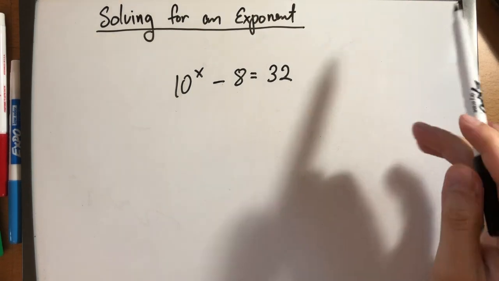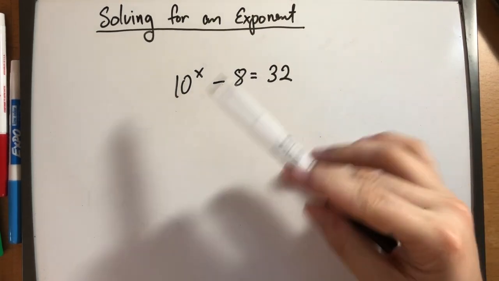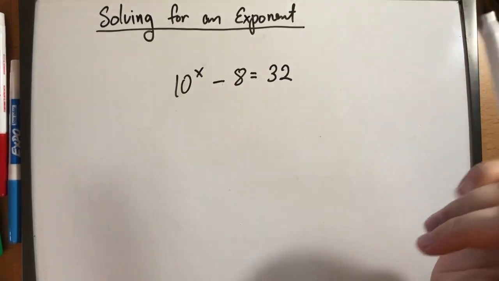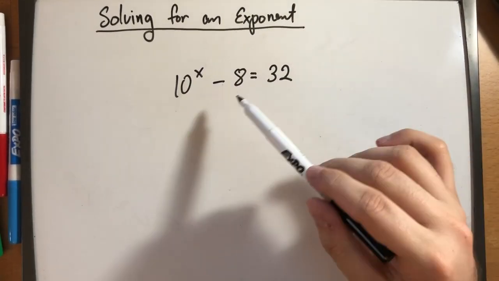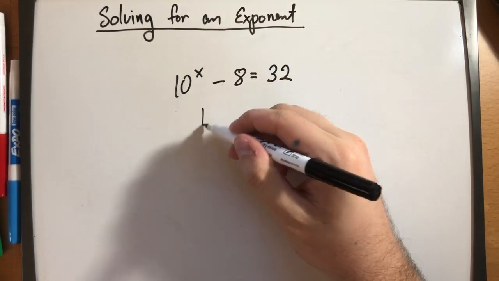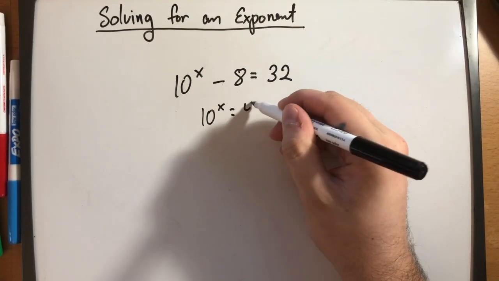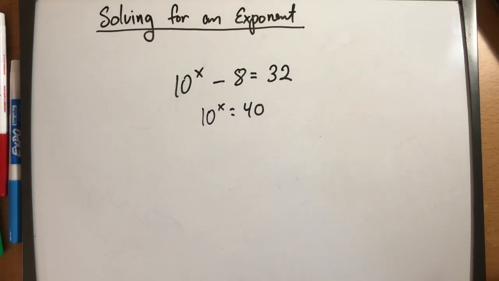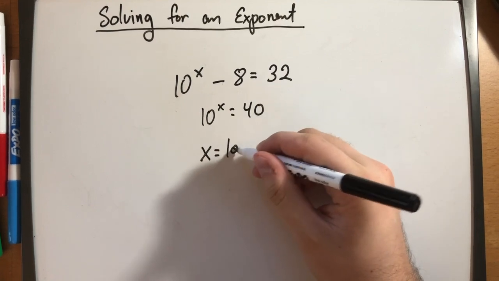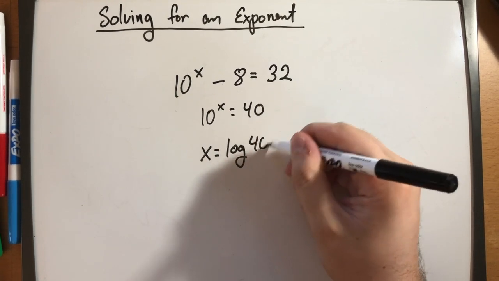Now, in order to write this as a log, we have to isolate the base and the exponent. We have to separate that. So first things first, we can add 8 both sides, and we would end up getting 10 raised to the x is equal to 40. And now we can rewrite this as a log. So x is equal to log base 10 of 40.